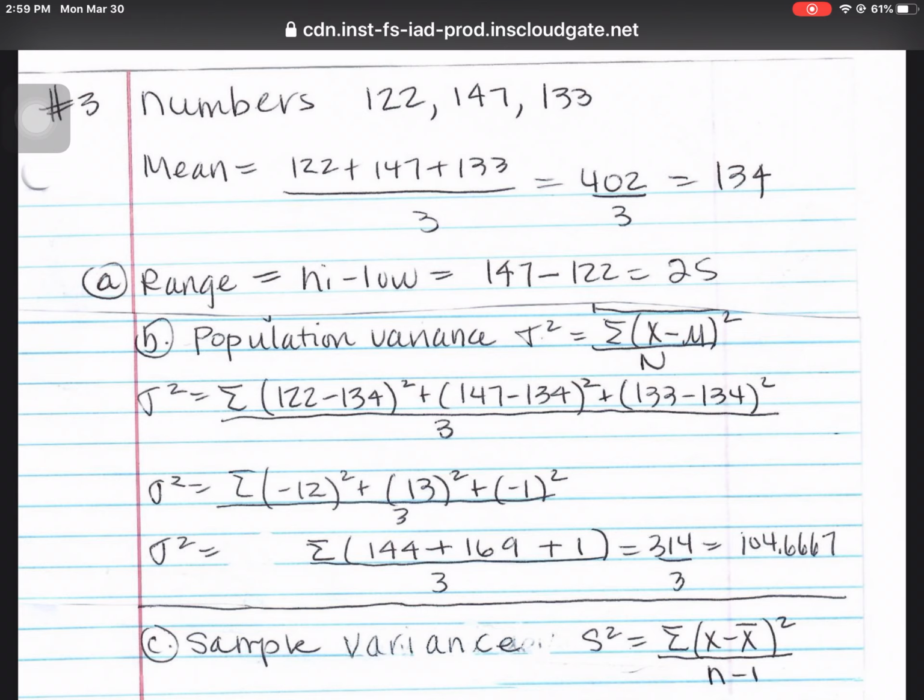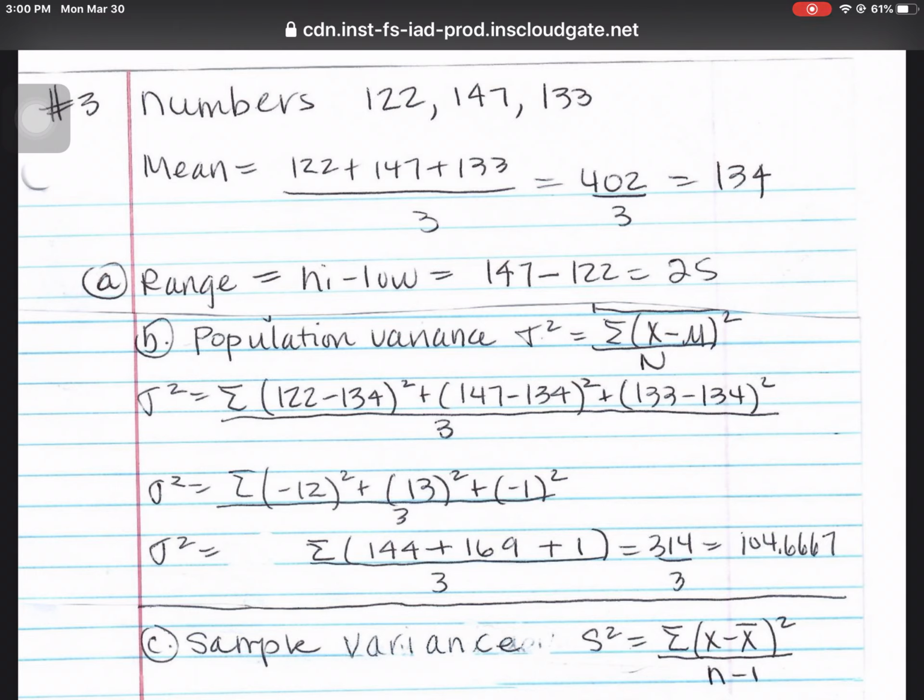Okay, we're dividing by how many numbers there are. Capital N, there are 3 numbers. That's why we're dividing by 3. Okay, do your subtractions. 122 minus 134. 147 minus 134. 133 minus 134.